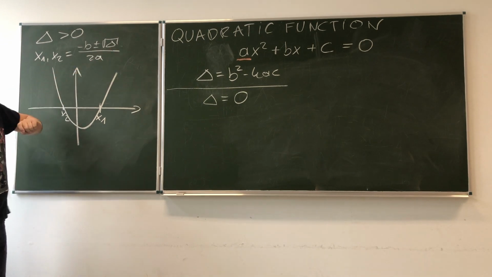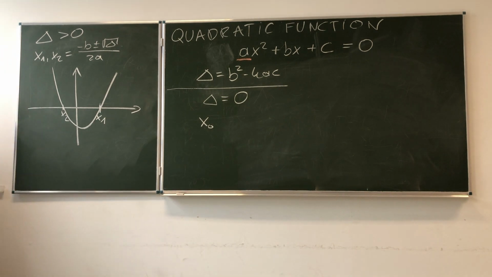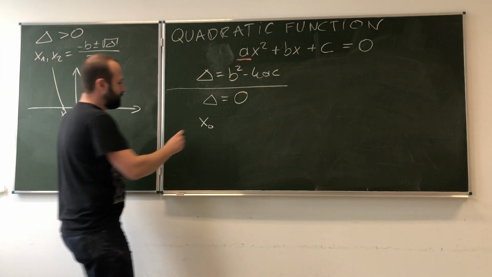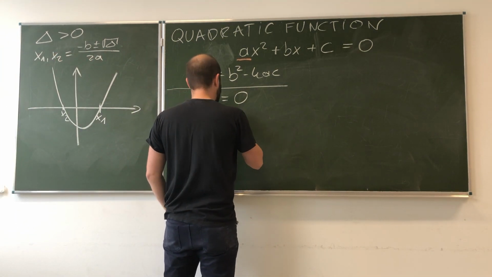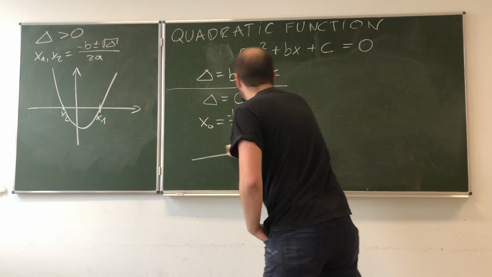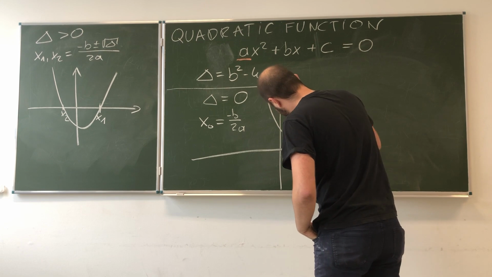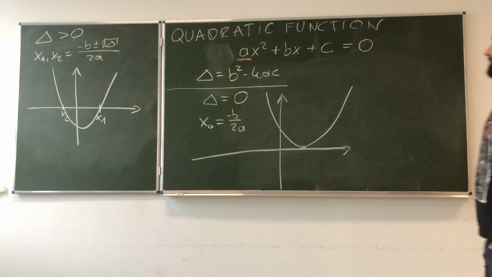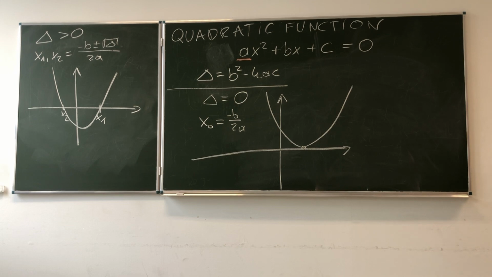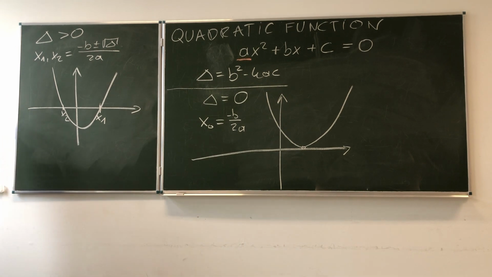So, if this is 0, it turns out that the place where the parabola intersects with the x-axis is simply given by negative b over 2a. And look, in this case, it's actually not intersecting, but it is tangent. It is tangent, but it still takes the value of 0. But look, this value is very special. Why? We will explain this in a second.